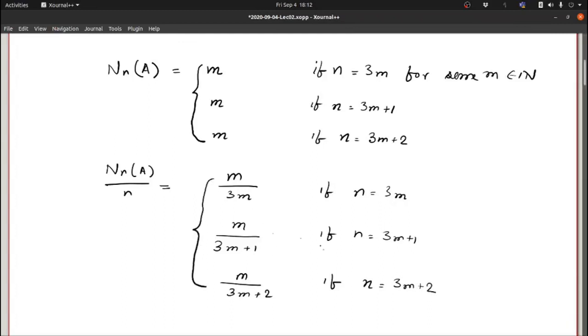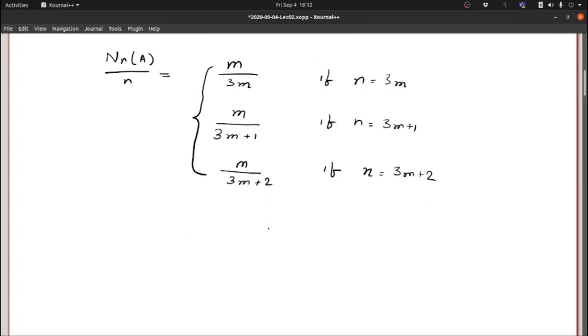Okay, let us check how the limit behaves. You can easily check that this ratio N_A by n actually lies between, which one is bigger here? The biggest one is basically this one. So obviously this quantity is bounded by 1 by 3. And the smallest one actually comes from this one, which is nothing but 1 by 3 plus 2 by m.